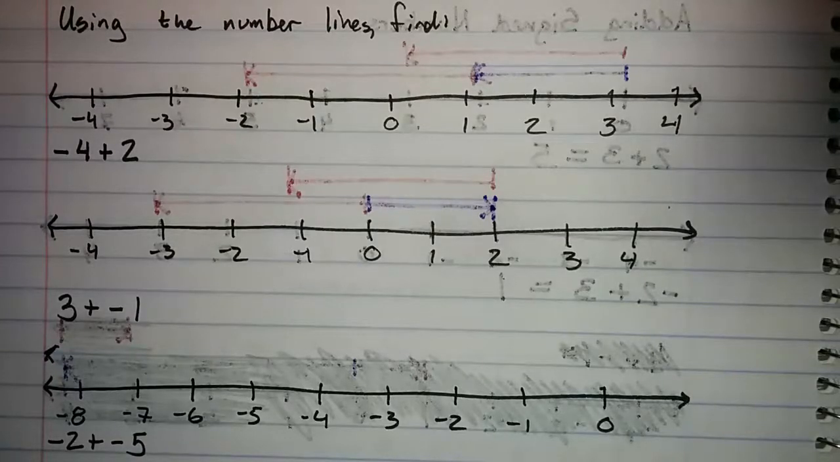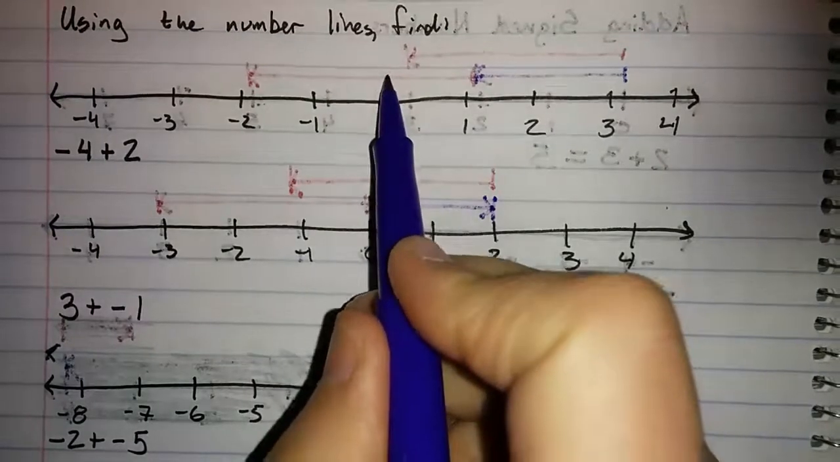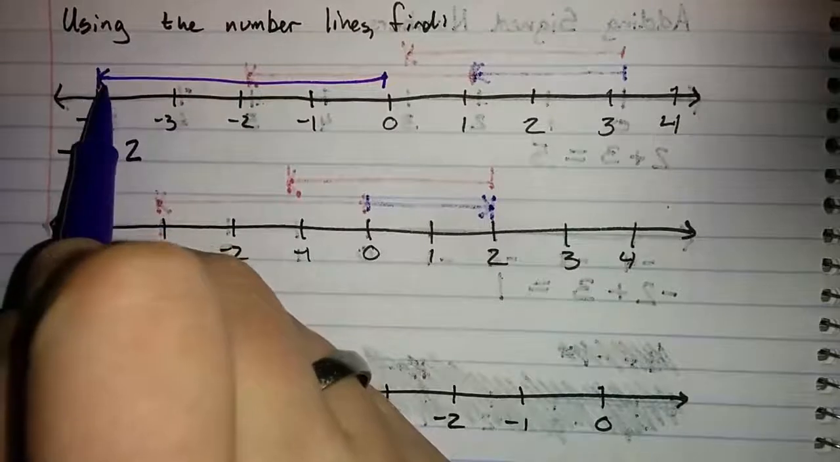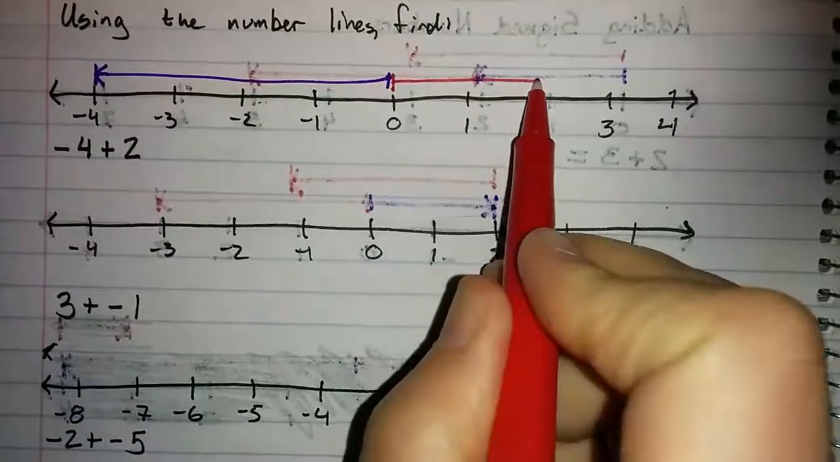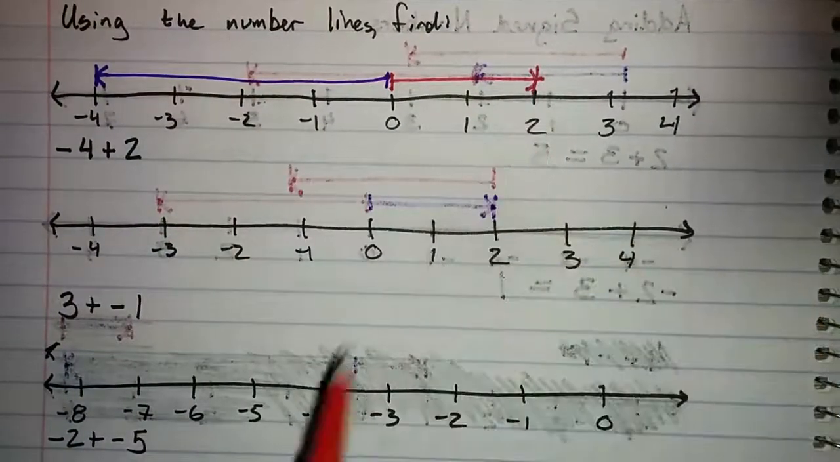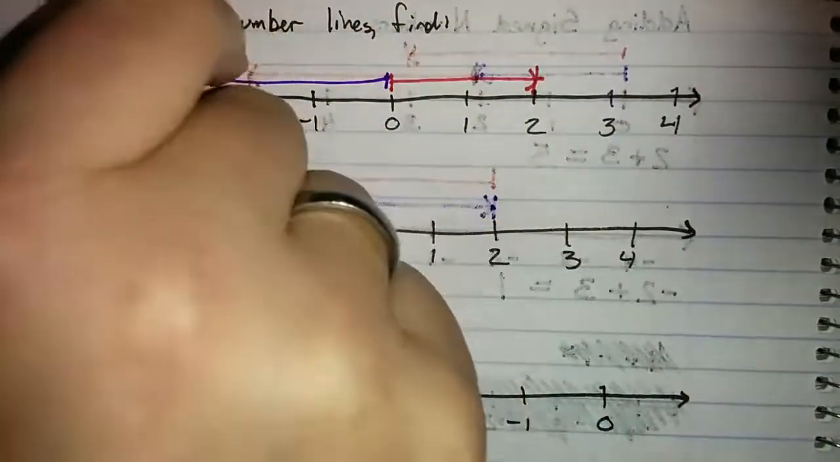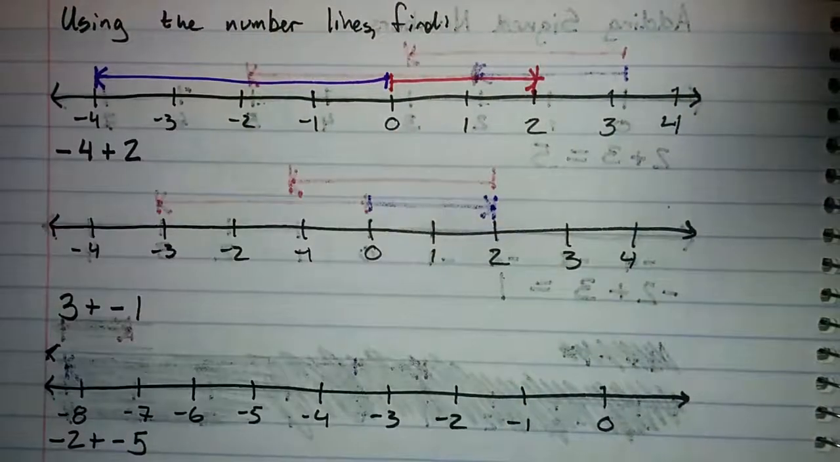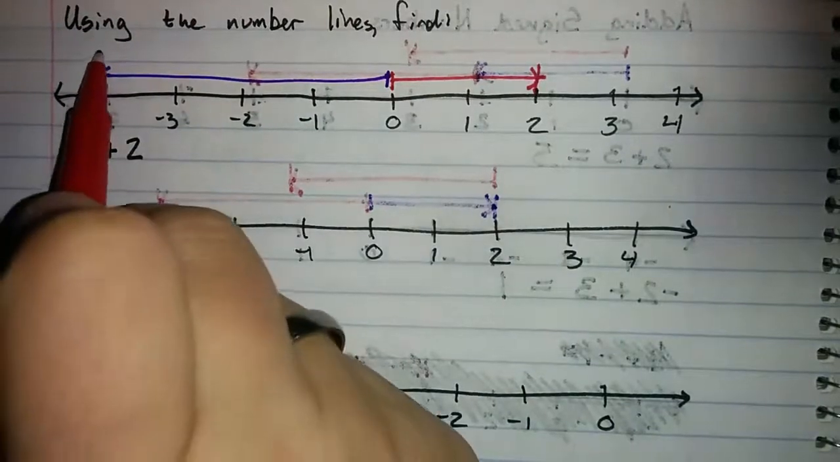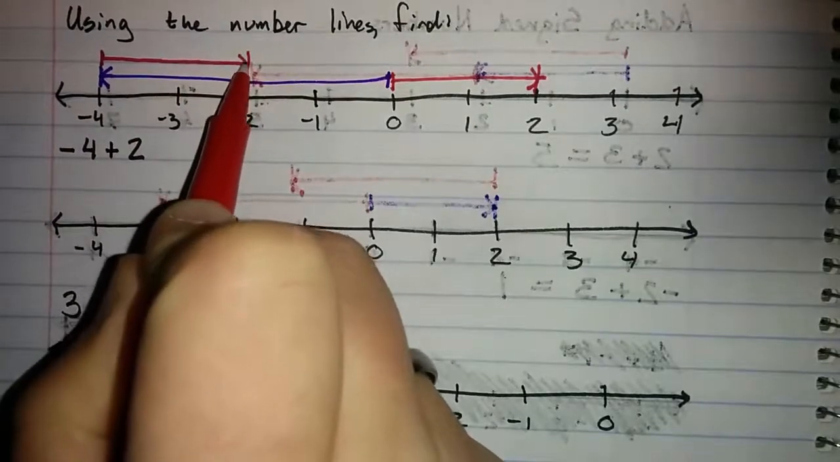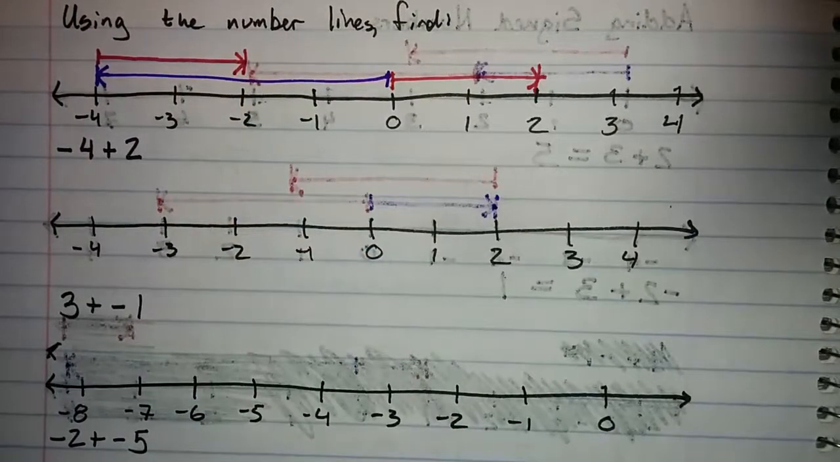All right, negative 4 plus positive 2. Here's negative 4. And here's positive 2. We pick up positive 2 and put it so that its end is at negative 4. So from negative 4, 1, 2 units to the right. We get the result negative 2.